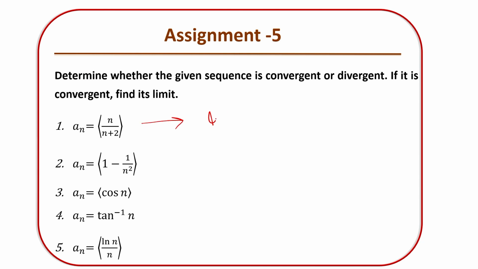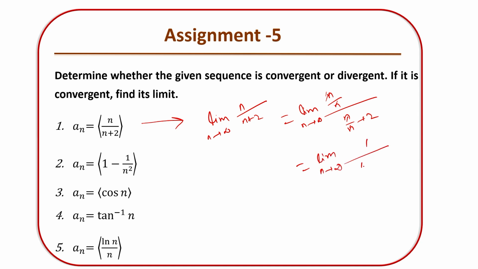So, limit n tends to infinity, n divided by n plus 2 can be written by dividing by the highest power. So this is n divided by n, divided by n divided by n plus 2 divided by n. So this cancels out and this comes out as limit n tends to infinity 1 divided by 1 plus 2 by n. So 2 by n goes to 0. So this comes out to be 1, right. So this is the limit, and is this convergent or divergent? Obviously, it is a converging sequence. Converges to where? Converges to 1.